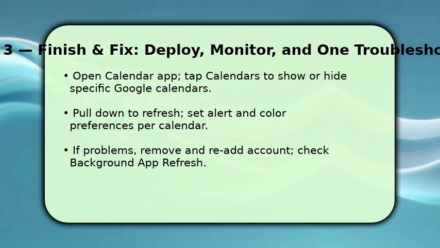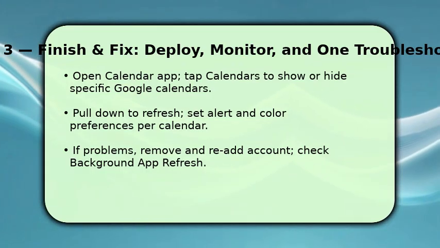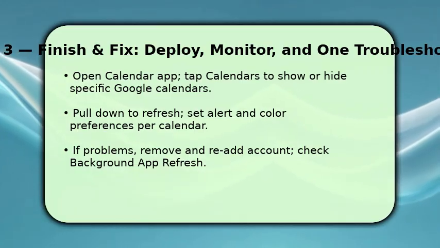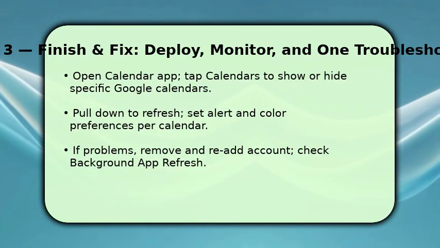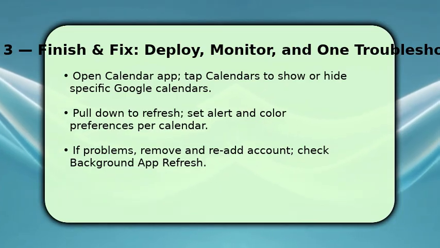If events still fail to sync, remove and re-add the Google account, confirm background app refresh and calendar permissions, and sign out of the Google app. These steps resolve most issues and restore full syncing quickly.